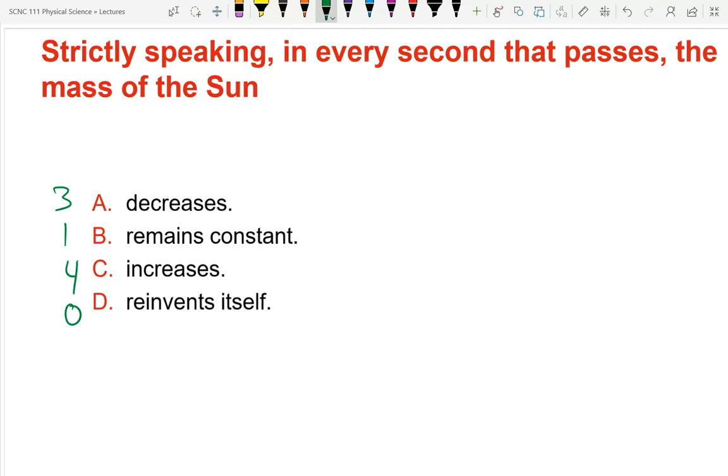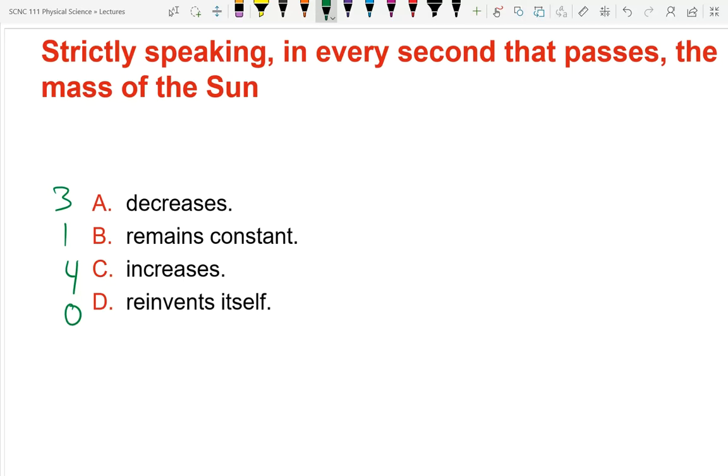Rachel Hammond. What do you think? I put C, increases, just because you said that it would eventually expand into the red giant, but I wasn't sure. So.